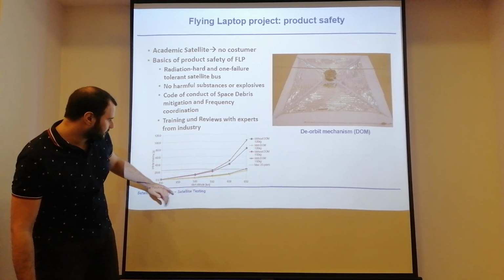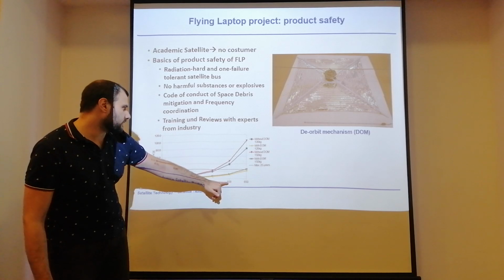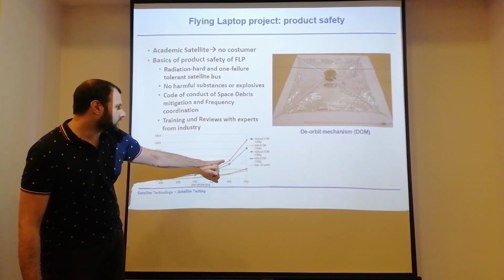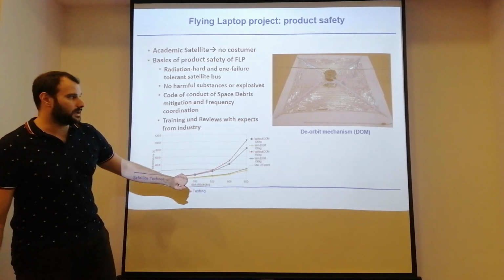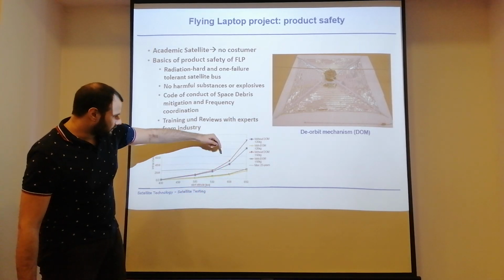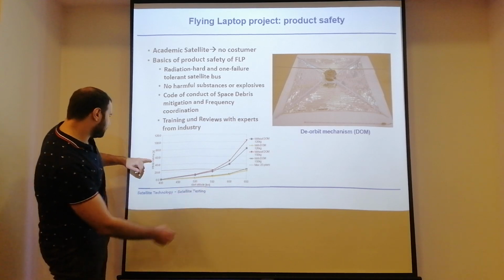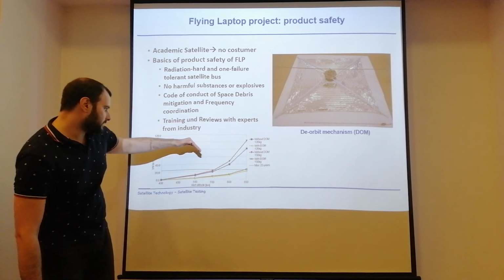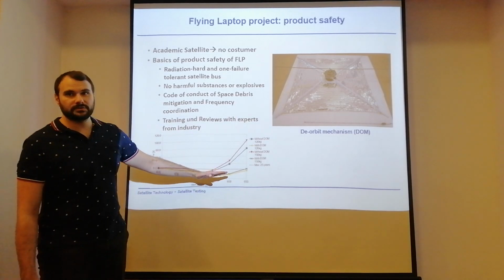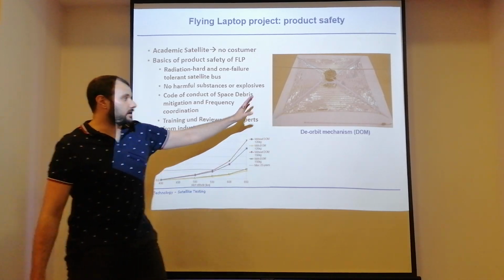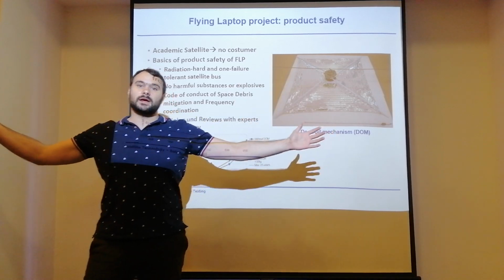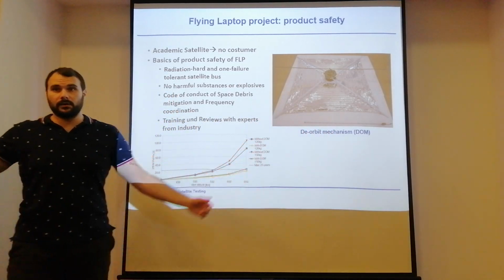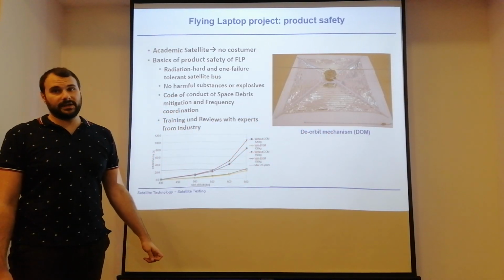This is the graph for a 600 kilometer orbit without the de-orbit mechanism and with a de-orbit mechanism. You can see that it takes much less time to re-enter the Earth's atmosphere if you have a de-orbit mechanism like this one, which is basically a big sail that increases the drag with the residual atmosphere.